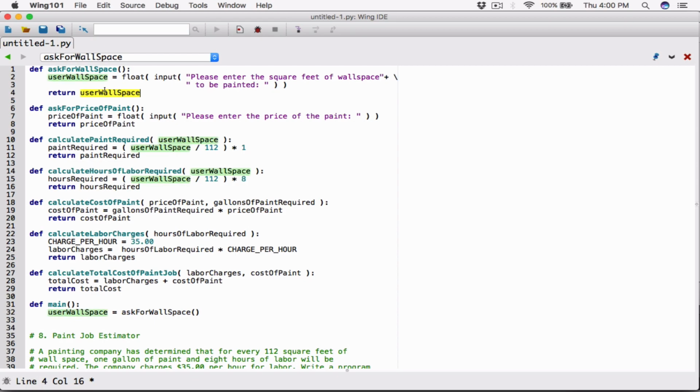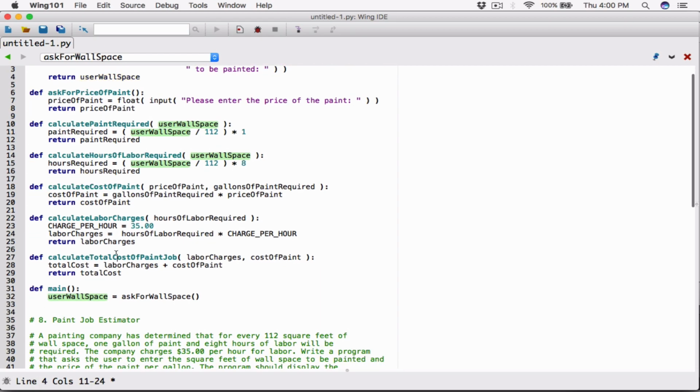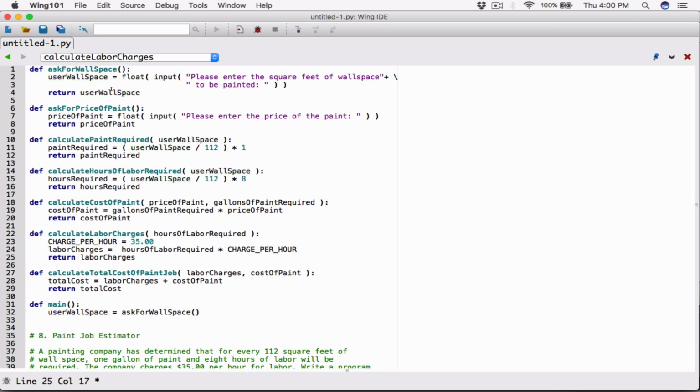Now it doesn't matter if this user wall space is the same as this user wall space. The scope of this variable is within the ask for wall space function. The scope of this user wall space is within the main function. So they don't see each other. Although they are spelled the same way, they look the same, they are not the same. These are considered two separate variables because they are in two different functions. So you can call them the same way. The same applies for all these. So this is going to hold the user wall space, because we know when we call this function, it's going to return this.